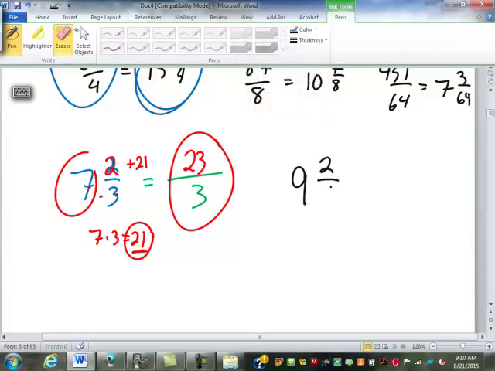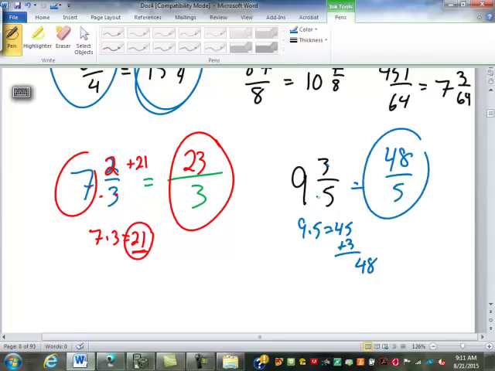We might have 9 and 2/5. Well, I gotta get away from the twos. Let's do 9 and 3/5. What are we going to do? 9 times 5 is 45, plus the 3 is 48. And of course, that is still 48 fifths. That part doesn't change. We haven't changed that at all.